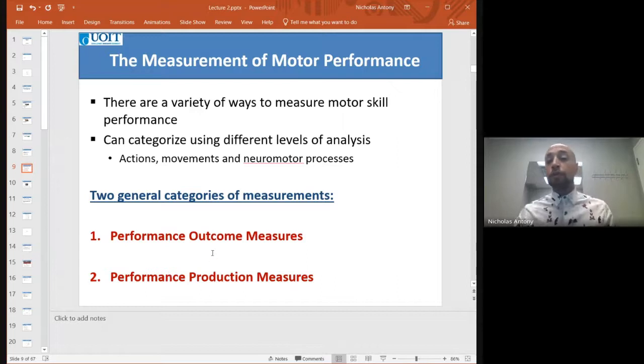Right? So we're going to use different measures depending on what part of the motor skill we're evaluating. Is it the skill itself? Are we evaluating the movements or the actual individual coordination of the body? Or are we looking at neuromotor processes? Depending on our research, depending on what we're analyzing, depending on what type of learning we're doing, any one of those could be the most important, or all of them.